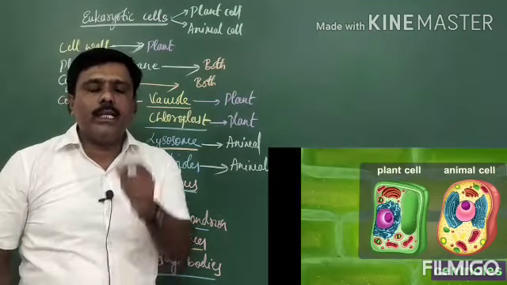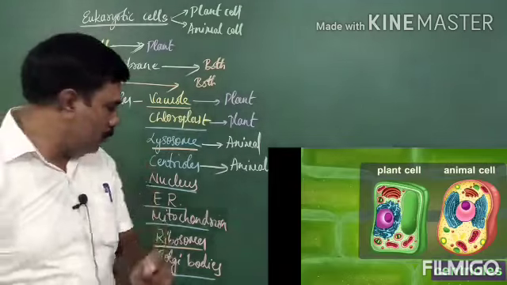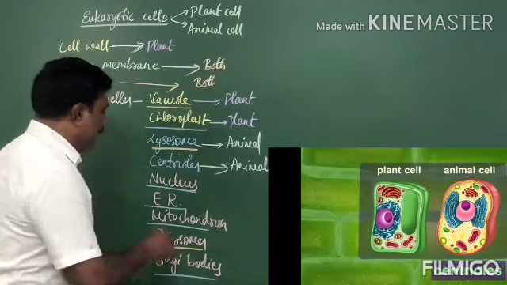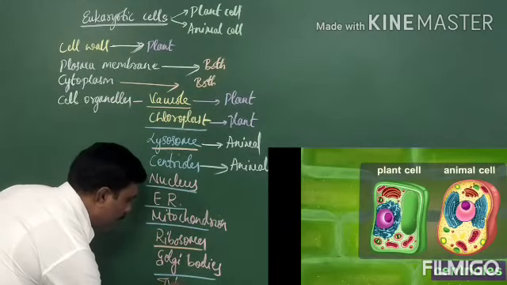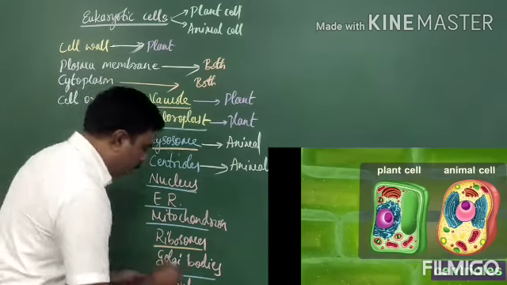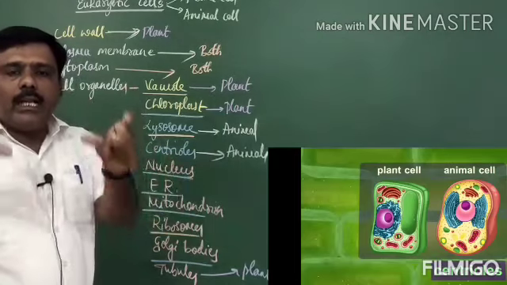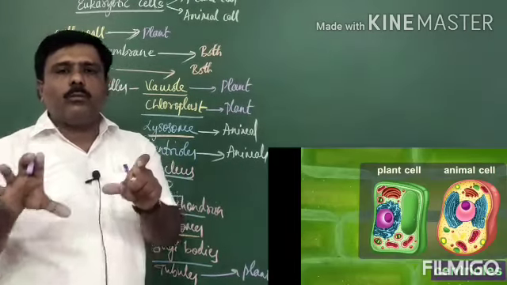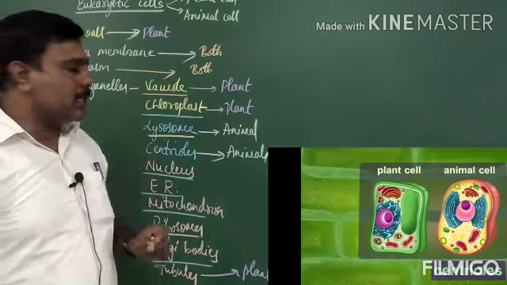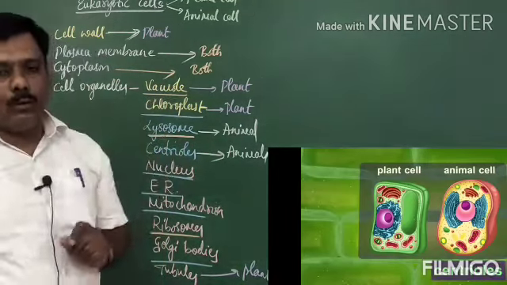Spindle fibers are produced by tubules and microtubules. So these tubules and microtubules are found only in plant cells, right? See, in the animal cell, the spindle fibers are formed as astral-like spindle fibers. They are produced by the centrioles.